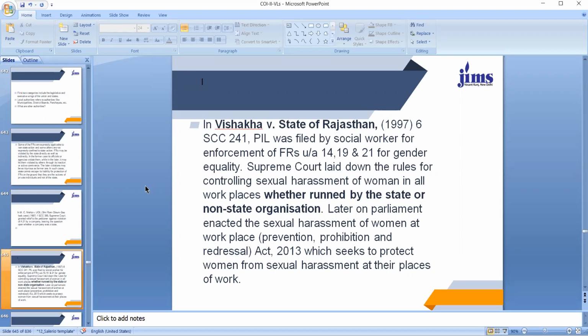For the state, it is binding, no doubt. All the organizations run by the state are bound by this ruling. But even organizations which are not run by the state, they are non-state organizations, still they are being hauled up to follow these guidelines given in the mandamus petition of Vishakha. What is the impact of this judgment? That the definition of state is indirectly enlarged by the Supreme Court, because non-state organizations are also covered and they are bound to follow these guidelines issued by the Supreme Court.